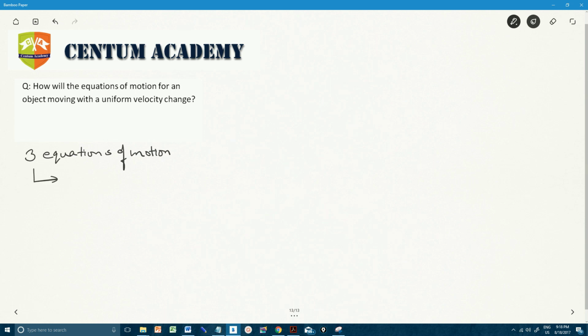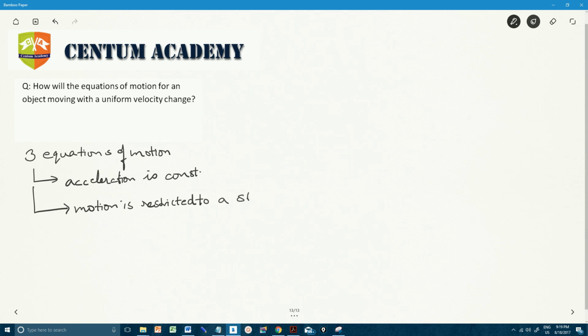The assumptions are: acceleration is constant, and motion is restricted to a straight line path.